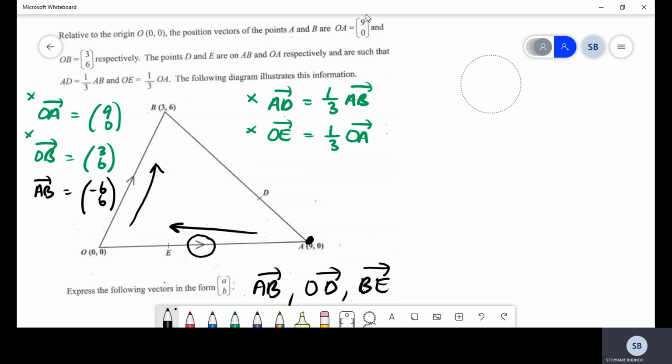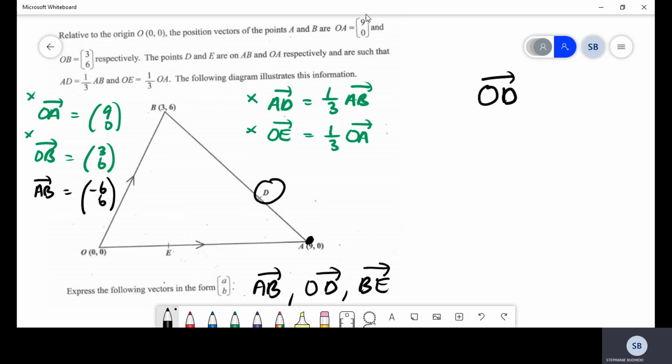So the second question, they want us to find the vector OD. Now you can see the location of the point D, and D is actually located along AB.